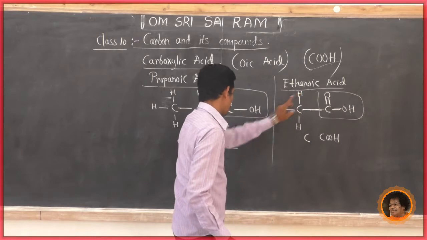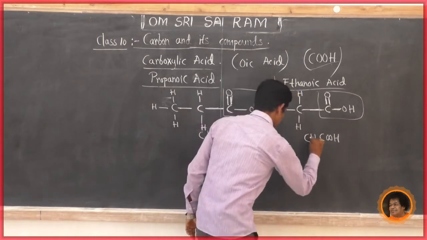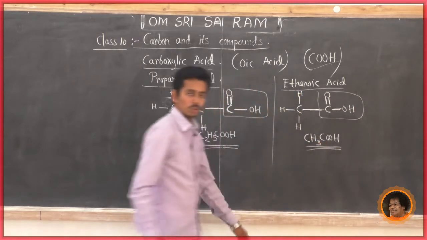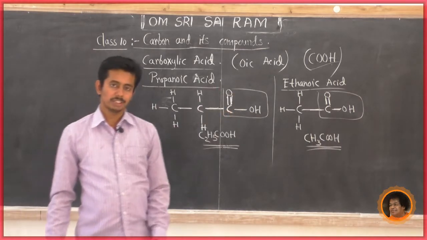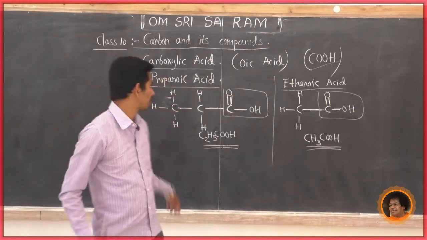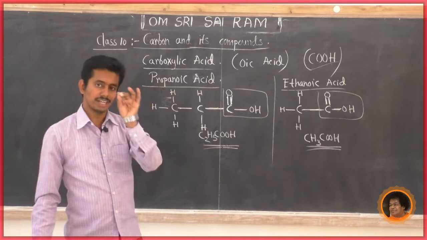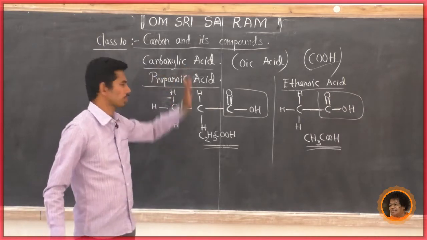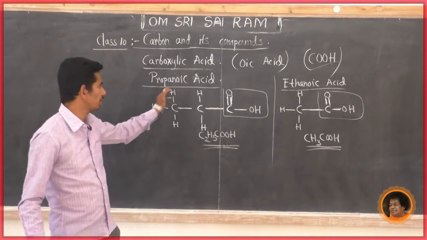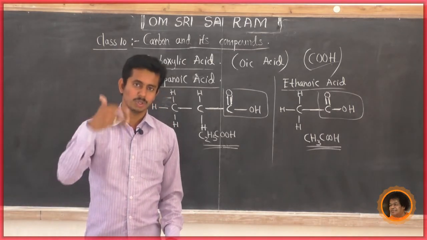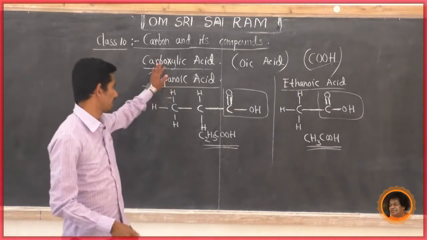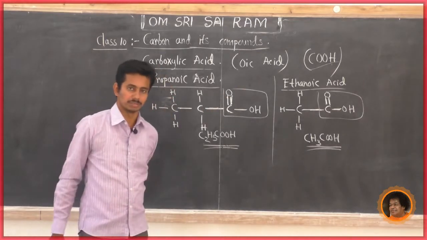How many hydrogens? 1, 2, 3. So, hydrogen 3. CH3COOH is the molecular formula of ethanoic acid. This is the method of writing the molecular and structural formula of any carboxylic acid. For example, it is not only for propanoic, ethanoic, butanoic, hexanoic, octanoic. For any carboxylic acid, we can use this method.